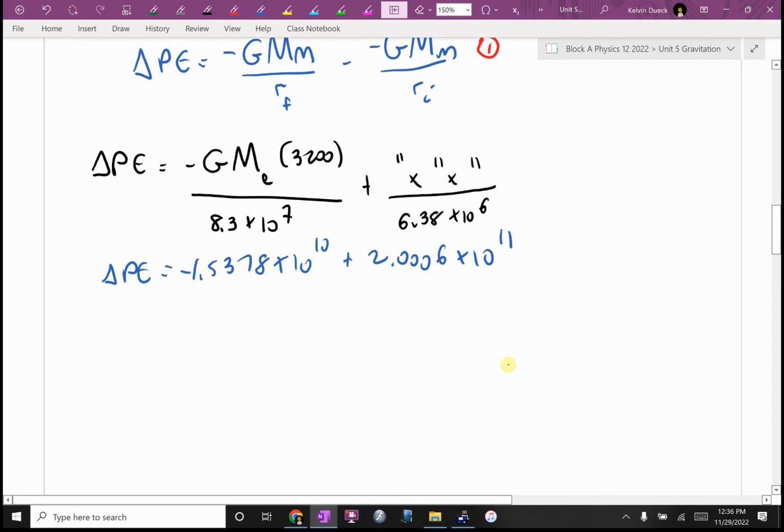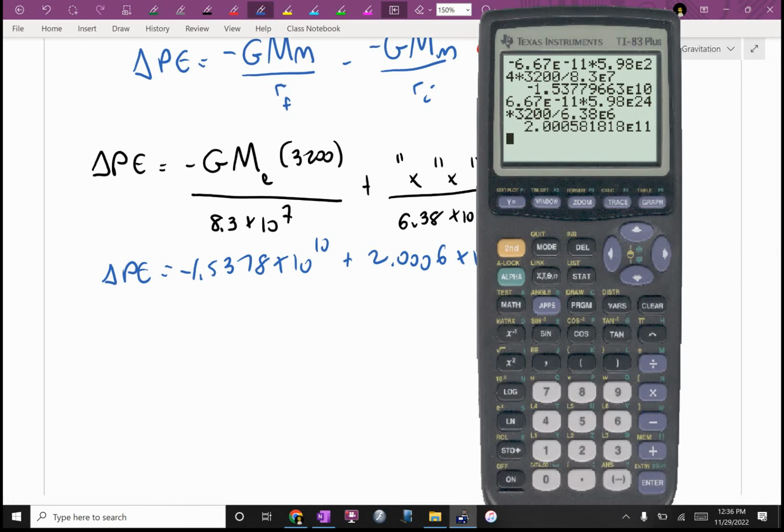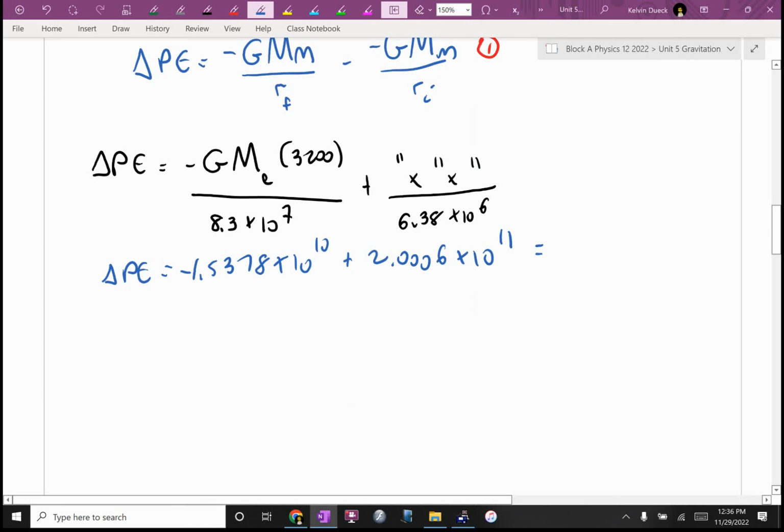So, the change in potential energy is going to be negative 1.5378 times 10 to the 10th plus, answer button. And I get 1.8468 times 10 to the 11th. 1.846. Am I wrong? Is that right? People nodding? Joules, and I'll draw a box around that and come back to it later.